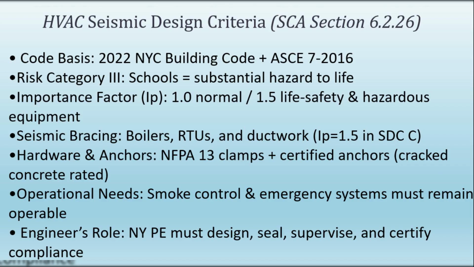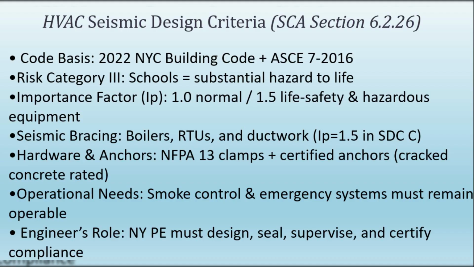A key concept here is the Component Importance Factor, or IP. For most components, IP is 1.0. For life safety systems, hazardous equipment, or units near those systems, IP increases to 1.5. This higher factor requires stronger bracing and certification. All gas-fired boilers, rooftop units, and other IP equals 1.5 systems must be seismically braced. In Seismic Design Category C, ductwork also requires bracing when IP is 1.5.